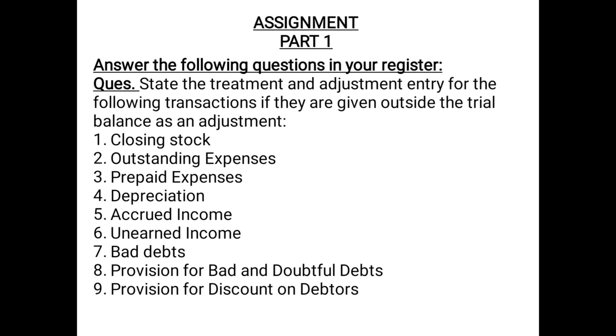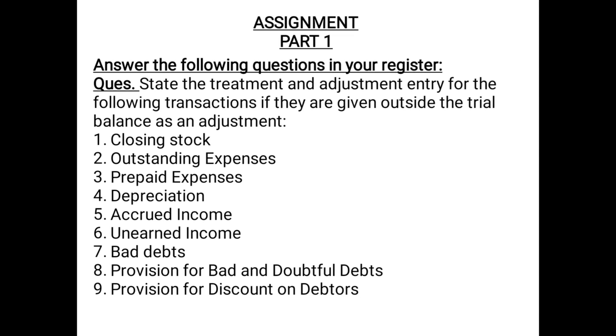You have to state the treatment, that means which item will be shown where, and the adjustment entry for the following transactions if they are given outside the trial balance as an adjustment. So number 1, closing stock. What is the treatment for closing stock as an adjustment?